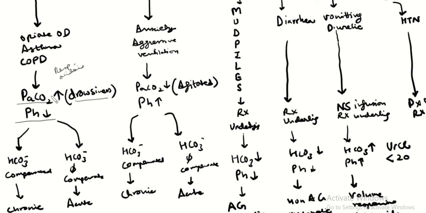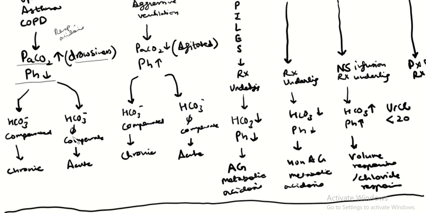You can then further tease out whether it's acute or chronic by looking at bicarbonate. If the bicarbonate is not high and hasn't had time to compensate, then it's acute. If the bicarb has compensated, it's chronic.